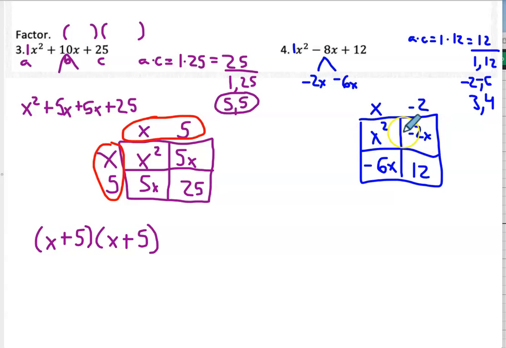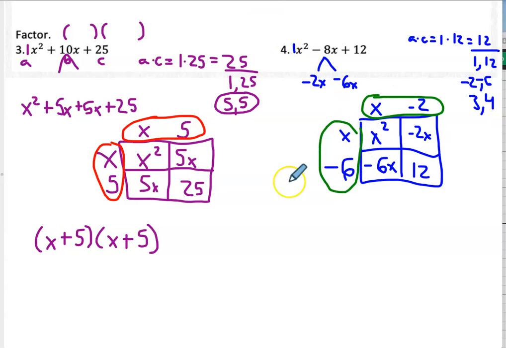All right, first row then, x squared and negative 2x. Same thing, I can only take an x out because this one doesn't have a number or a coefficient. And my second row, negative 6x and 12. I can divide both 12 and 6 by 6. Since this one is negative, we'll say negative 6. So here's my first factor, and here is my second factor.